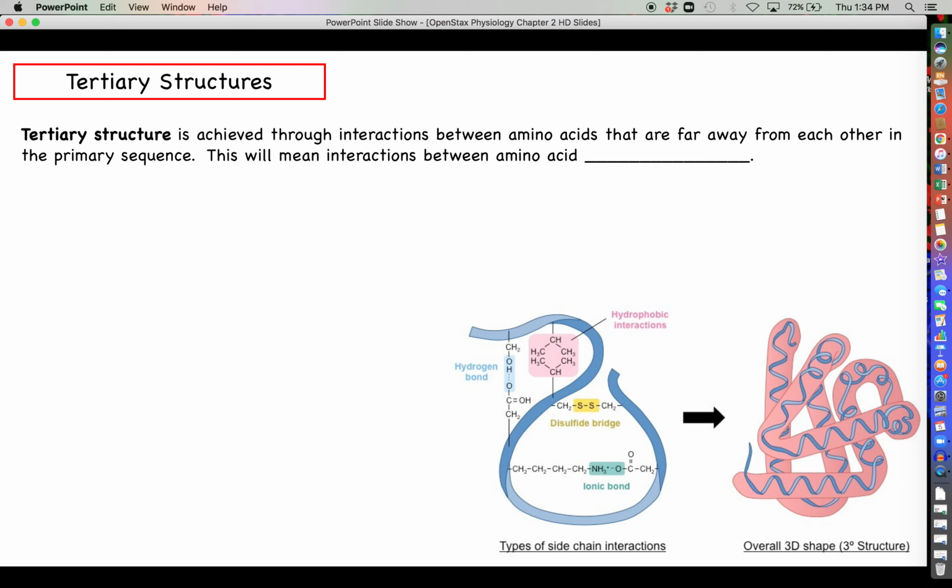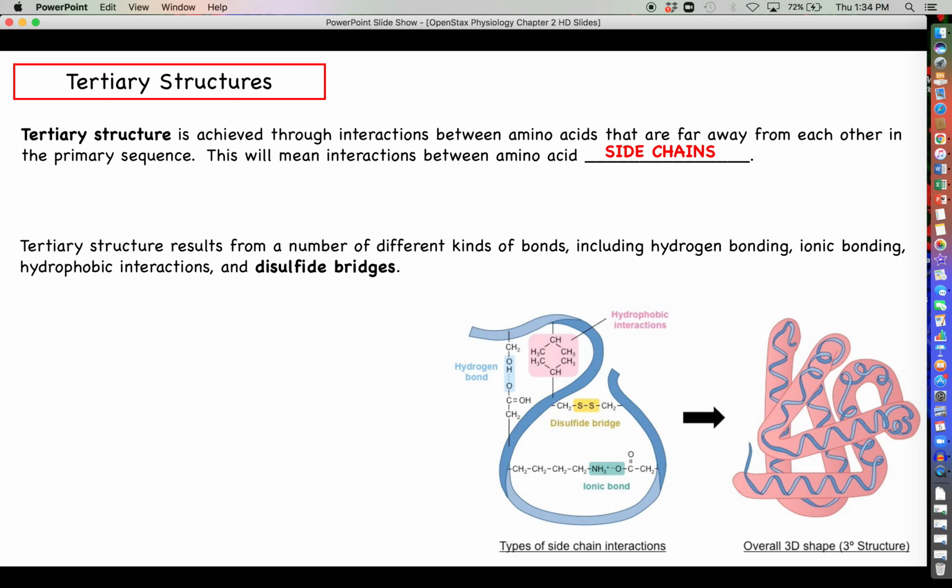Okay, so once you've formed a certain number of secondary structures, we can move on to tertiary structures. Tertiary structure is achieved by interacting amino acids together that are far away from each other. Now, what we're going to see here is that if the amino acids are far away from each other in the primary sequence, that means it's going to have to be the side chains that are interacting rather than the backbone. And we've already had a little discussion about the different kinds of amino acid side chains and what their chemical reactivities tend to be. So tertiary structure is going to result from more than just hydrogen bonds.